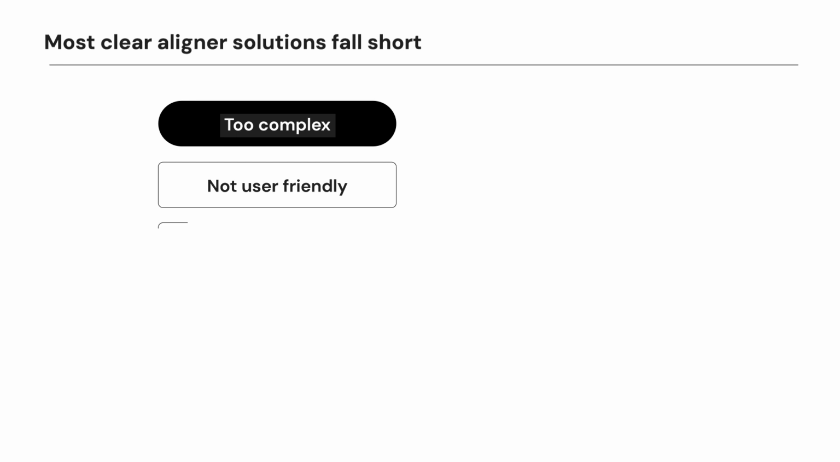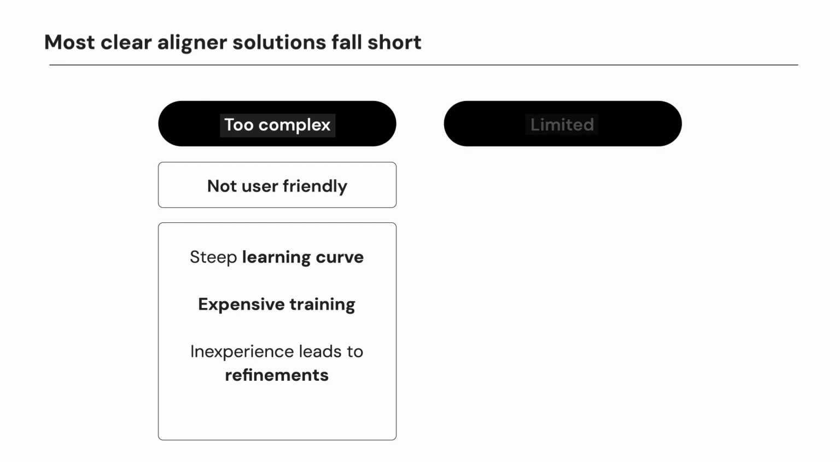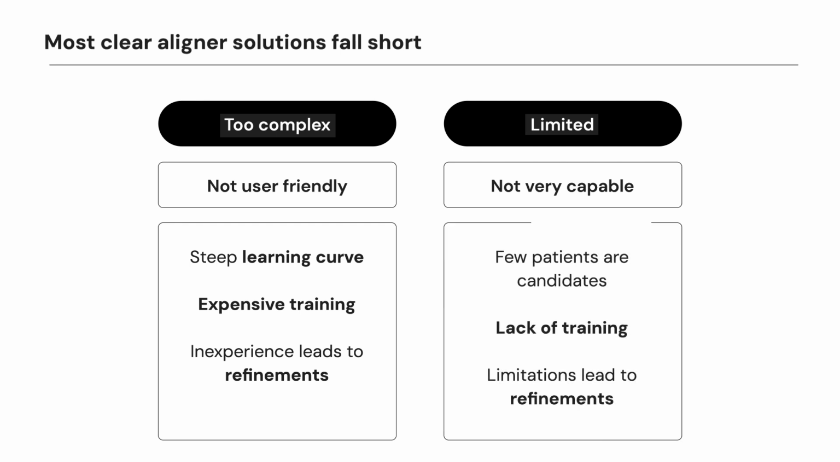The learning is ridiculously expensive, anywhere between 2 and 6 or 7 grand. The learning curve becomes steep really fast. And if you don't have a lot of experience, then you end up with stuff that doesn't turn out the way you want to, and you end up having mid-course corrections and refinements and cases that don't treat out the way you want to. The opposite, the other side of that coin, is that if it's really, really limited, you don't have a lot of options and you don't have a lot of capabilities, and therefore you got less patients that you can treat.